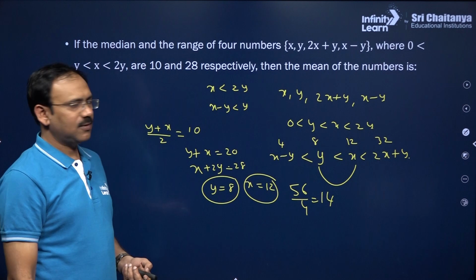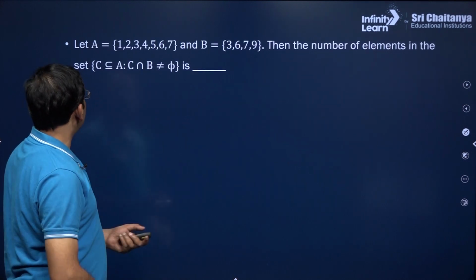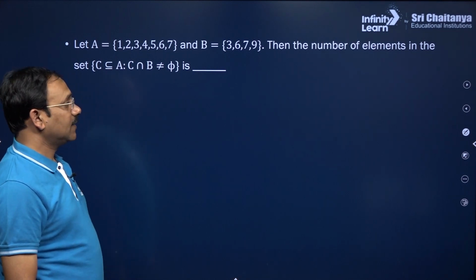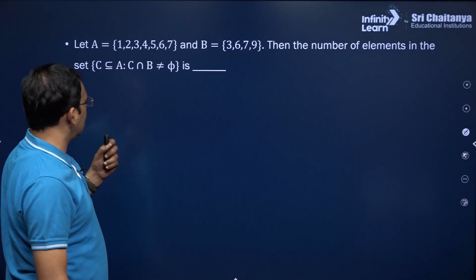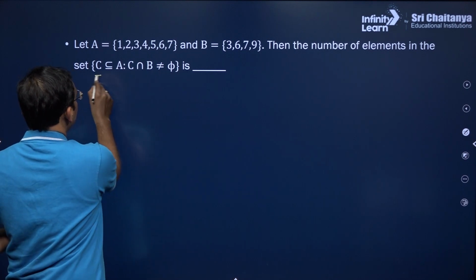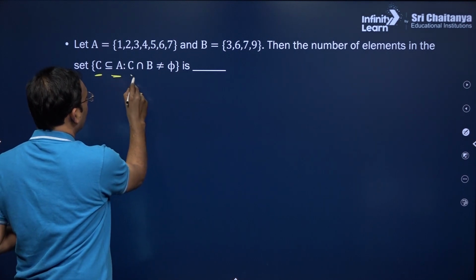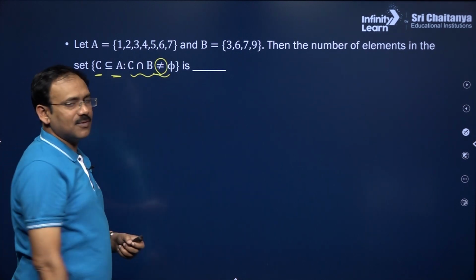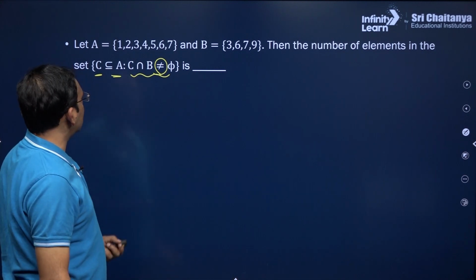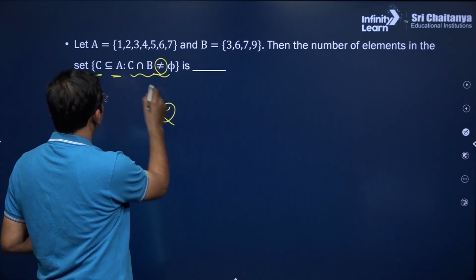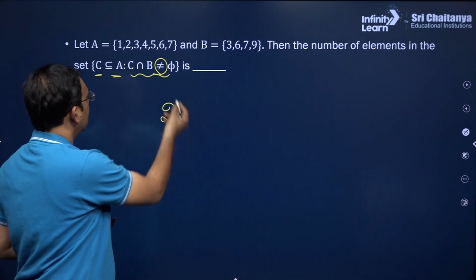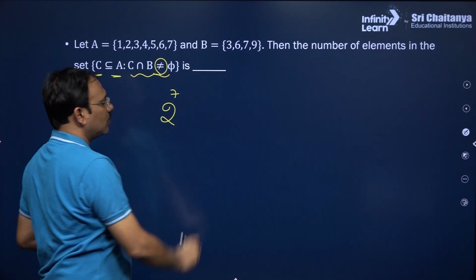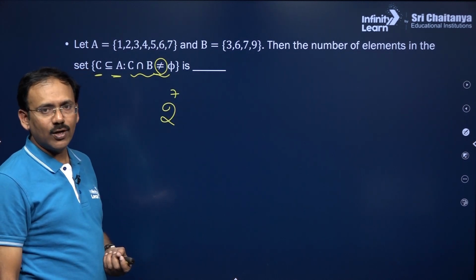That's all, simple, right? Next friends, you see A is the set 1, 2, 3, 4, 5, 6, 7, B is 3, 6, 7, 9. Then the number of elements in the set such that C kind of, which are subsets of A, but the intersection with B is non-empty. That is the beauty, non-empty. So friends, how many subsets of A will be there? Undoubtedly, I want finally subsets of A itself. Each element may be taken, may not be taken. 7 items are there, 2 power 7, that is 128.